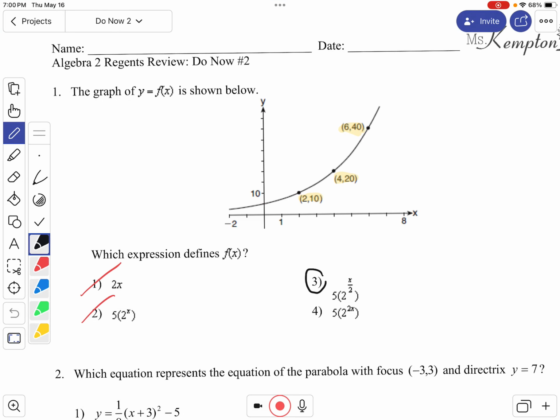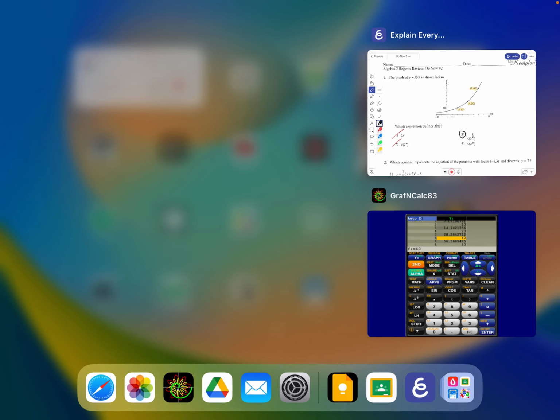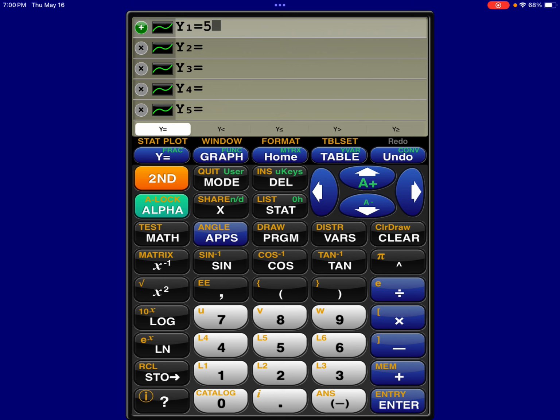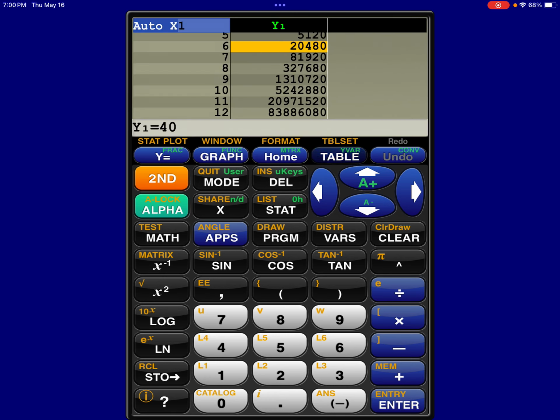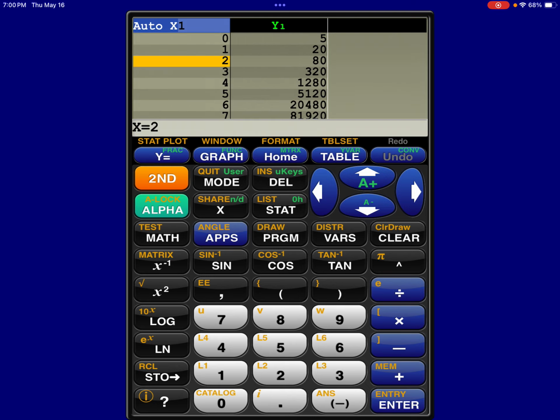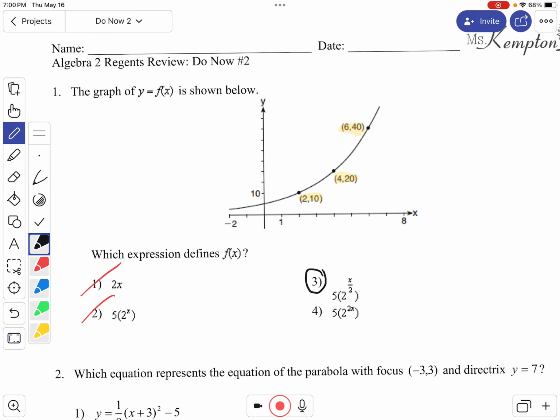We just want to double check with the last one just in case we make a mistake. So the last one is 5 times 2 to the 2x. And we'll just double check with this table. And it looks like we do not see those. So the correct answer is choice 3.